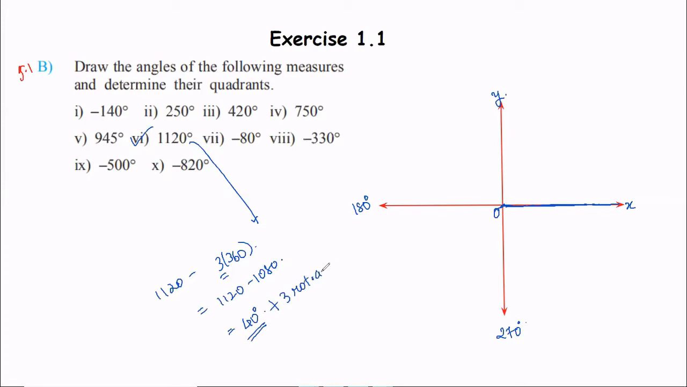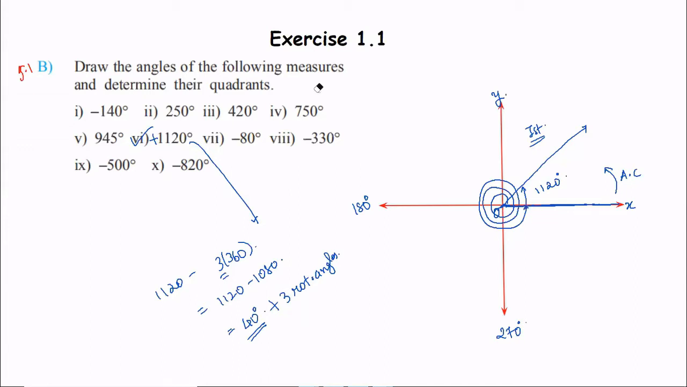So we need to add 40 degrees to 3 rotational angles. Let's do it. Of course, the angle is positive, so the direction will be anti-clockwise. From the positive x-axis, anti-clockwise rotation initiated. First rotation, second rotation, third rotation, and then we will add 40 degrees. The angle will lie in the first quadrant, as you can see. So 3 rotations and an additional 40 degrees will give you 1120 degrees.